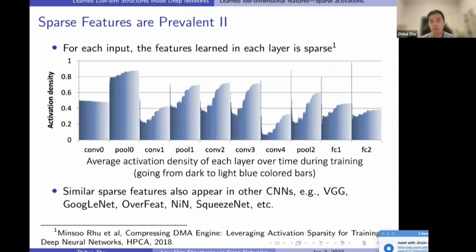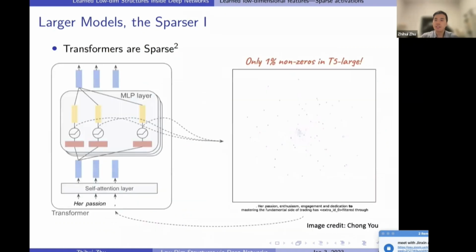These sparse features also appear in other architectures like VGG, GoogLeNet, and many others. These sparse activations also appear in the recent large models, and in particular, as the model becomes larger, it tends to be sparser.